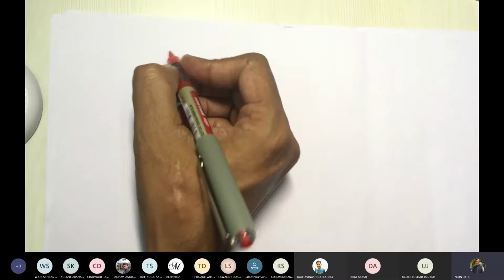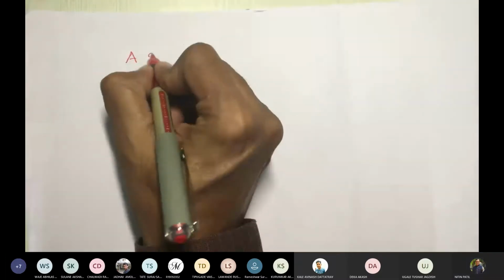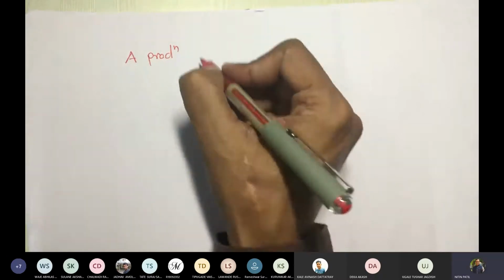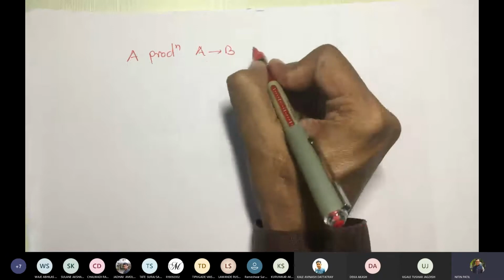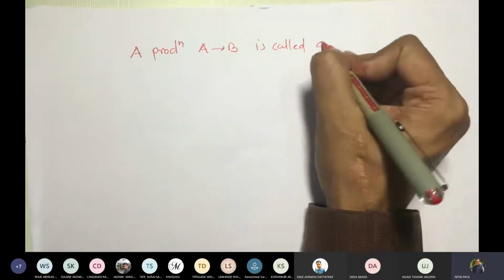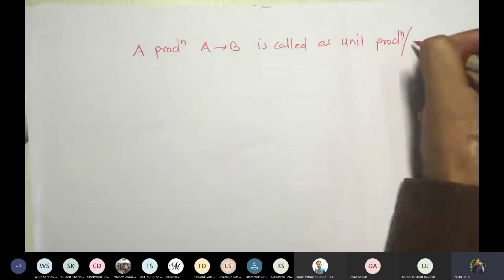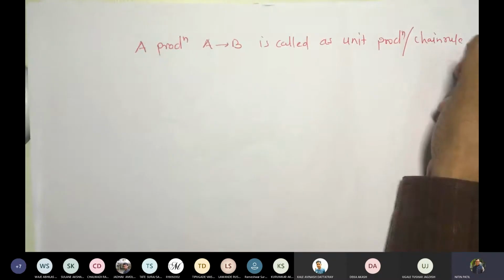Now I am introducing the fourth algorithm today, which talks about a specific kind of productions. Let us first define this. A production A gives B is called a unit production or chain rule. Fine.